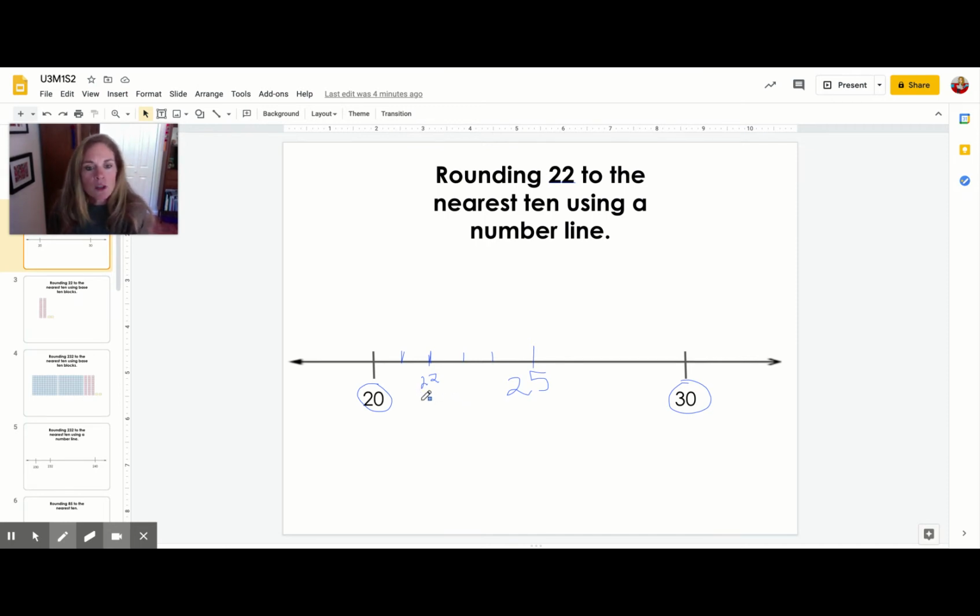So this shows us visually that the nearest 10, and whenever we talk about rounding to the nearest 10, we're talking about rounding to a number that has a 0 in the ones place. And that is the number, in this case, 20. So if you said round 22 to the nearest 10, you would round it to 20. Let's try another one.